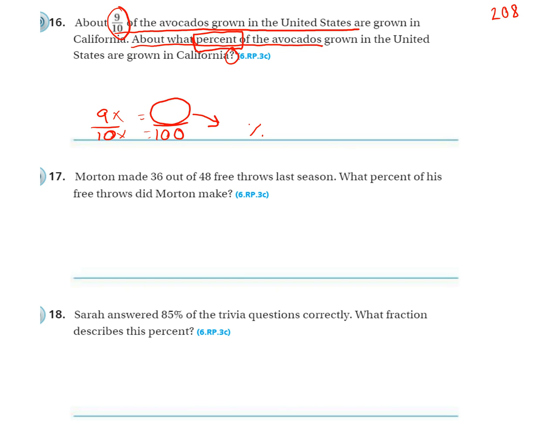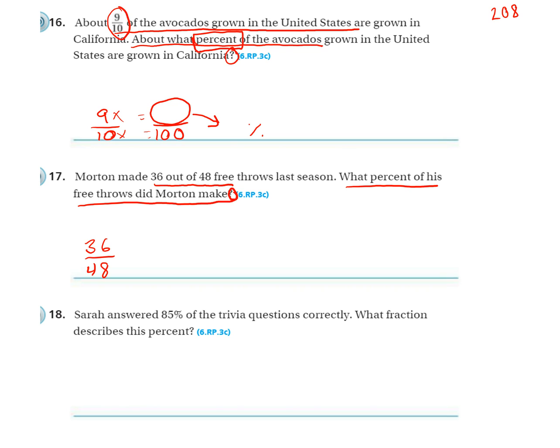Number 17. Morton made 36 out of 48 free throws last season. What percent of his free throws did Morton make? Okay, so he made 36 out of 48. Now let's see. We wanted to have a denominator of 100 if we can, but 48 is not going to go into 100 evenly. There's not a whole number that we can multiply 48 by to get it to 100.